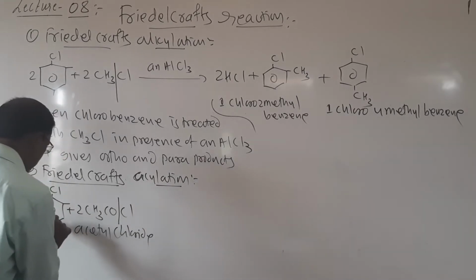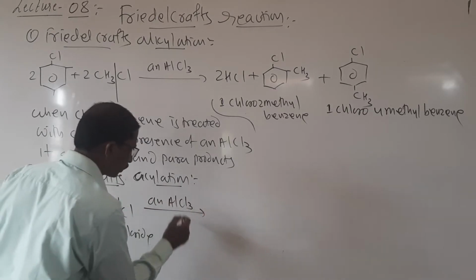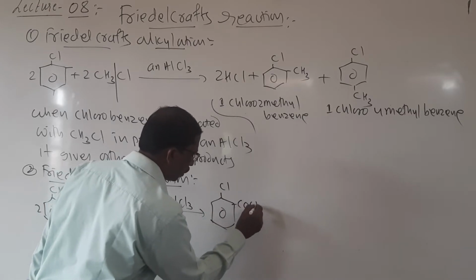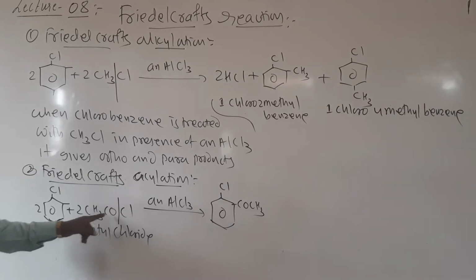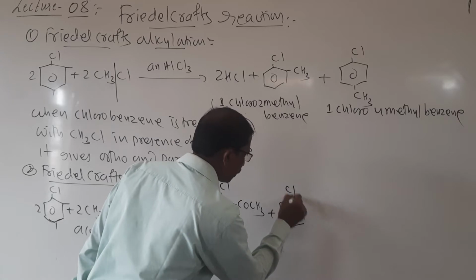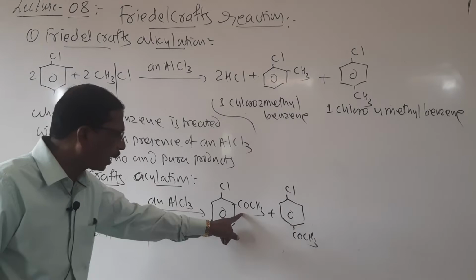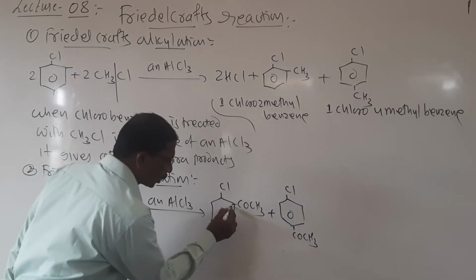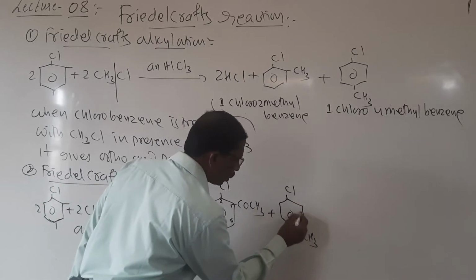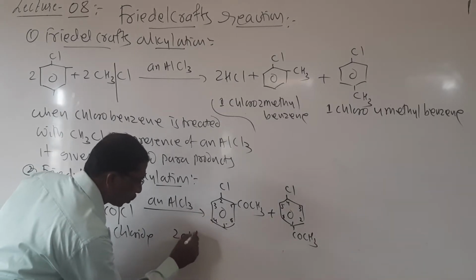Then in presence of anhydrous aluminum chloride, it gives Cl COCH3. So here it divides into COCH3 plus Cl COCH3. Look here students, it is called acetophenone, and here it is a functional group, 1, 2, 3, 4, 5, 6, and here it is 1, 2, 3, 4, 5, 6.